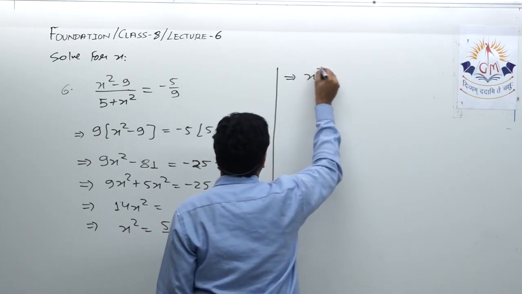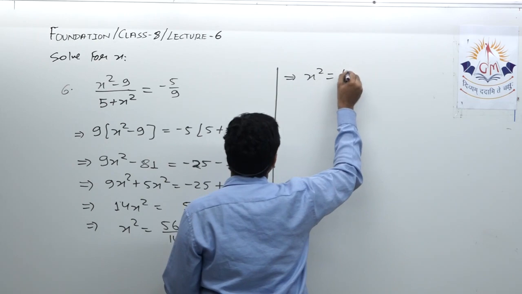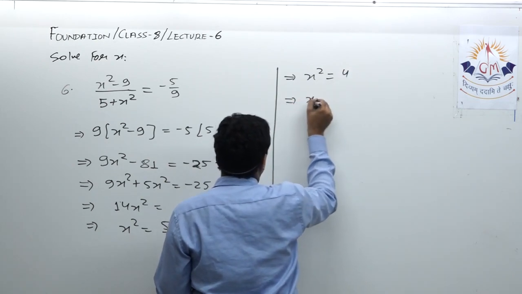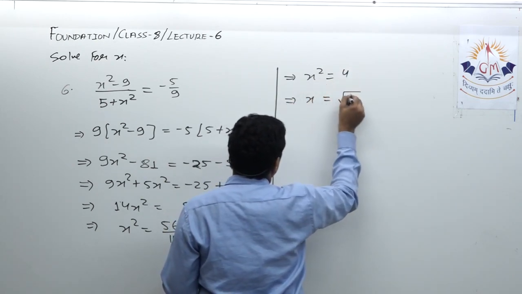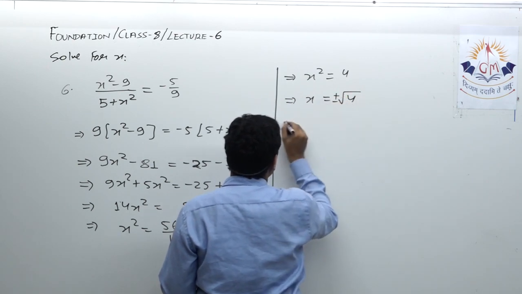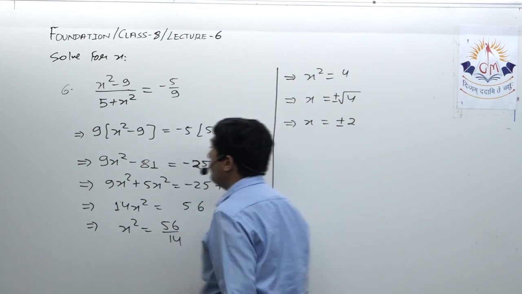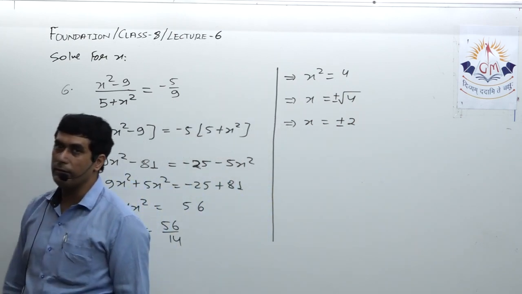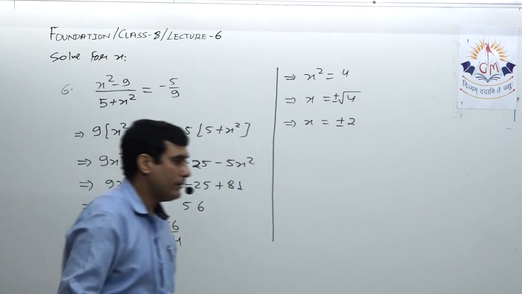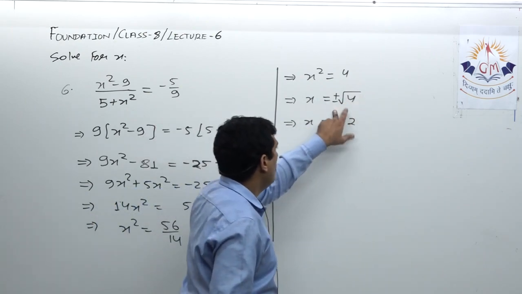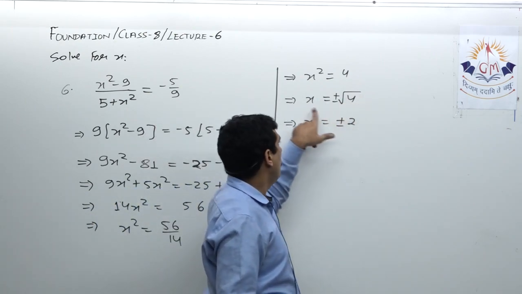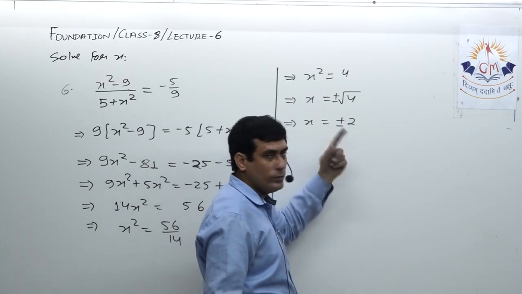So x square, now 14 4s are 56. So now here it is x square, that means this should be 4 with plus minus sign. So x is equal to plus minus 2. There are two possible values of x, plus 2 as well as minus 2, because we are finding root of a constant term or of a variable, so we'll put both the signs.